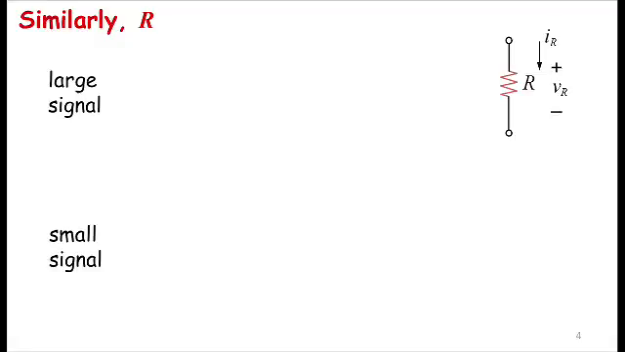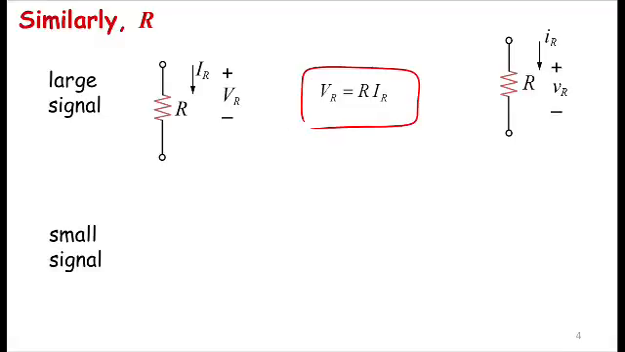And so for a resistor, notice that I can build a large signal model for the resistor, which is simply the resistor itself. And VR equals R IR is the equation that relates the current and the voltage. And I can do the same thing for the small signal model. Okay. And for the resistor, how does a small change in VR relate to a small change in IR? So if I change VR by a small amount, how will IR change?